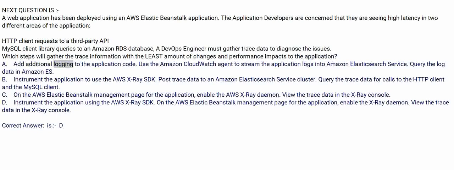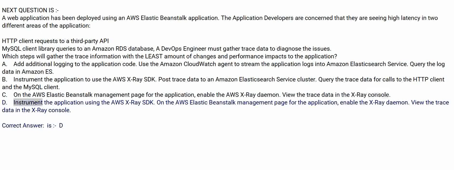A. Add additional logging to the application code. Use the Amazon CloudWatch agent to stream the application logs into Amazon Elasticsearch Service. Query the log data in Amazon ES. B. Instrument the application to use the AWS X-Ray SDK. Post trace data to an Amazon Elasticsearch Service cluster. Query the trace data for calls to the HTTP client and the MySQL client. C. On the AWS Elastic Beanstalk management page for the application, enable the AWS X-Ray daemon. View the trace data in the X-Ray console.